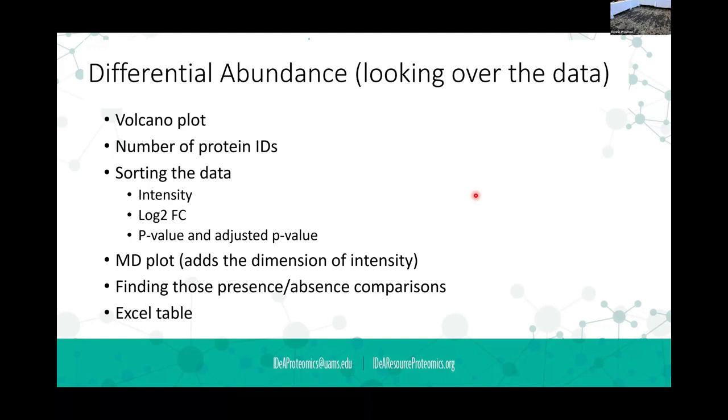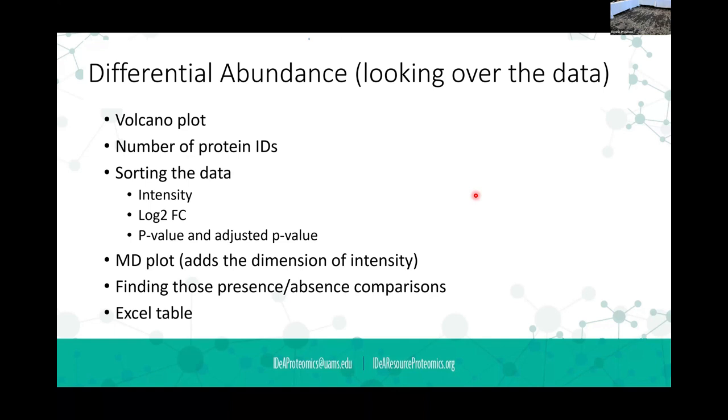So I'm just going to tell you what we're about to do, and then I'm going to pull the slides up and we're going to look at it together. We're going to look at a volcano plot. That's where everybody wants to go. We're going to show you how you can figure out the number of protein IDs, the depth at which that experiment went. Then we're going to sort the data.